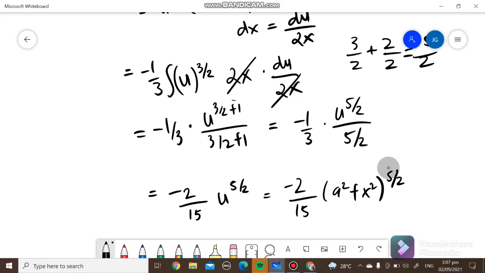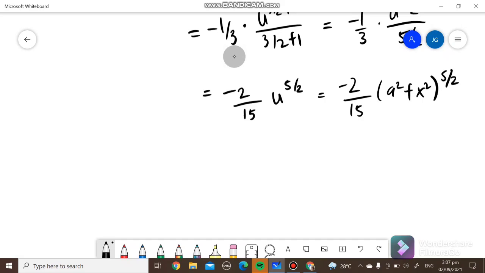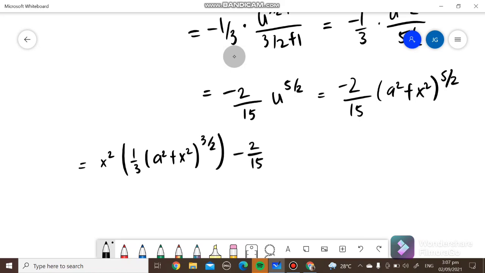So, when we complete the answer, we will arrive at x squared times 1/3 multiplied by (a squared plus x squared) raised to 3/2 minus 2 over 15 (a squared plus x squared) raised to 5/2.